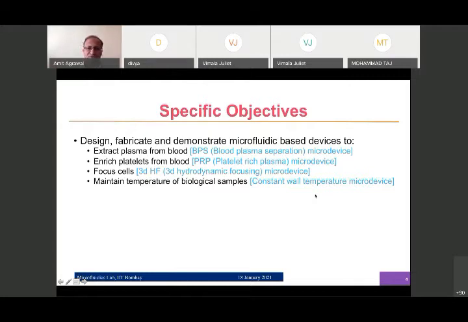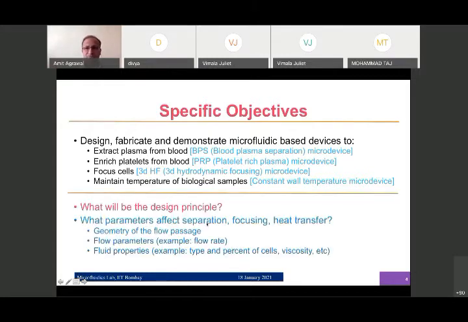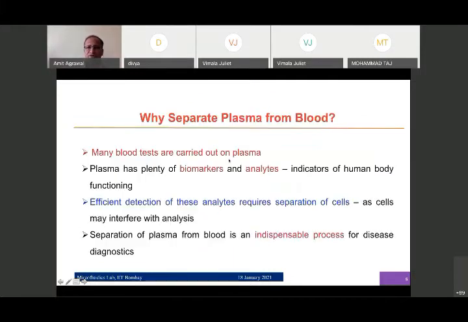So let me start off with the first module, which is the blood plasma separation device. One can ask the question, why do we need to separate plasma from blood? The answer lies in the fact that once a patient goes to a doctor, the blood test is one of the first tests recommended by the doctor. This is because plasma has plenty of biomarkers and analytes, which give us a very good indication of human health functioning.